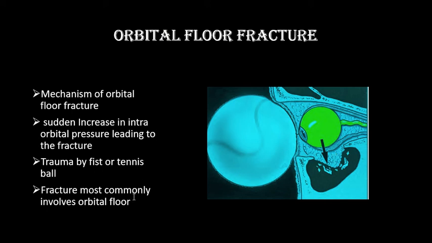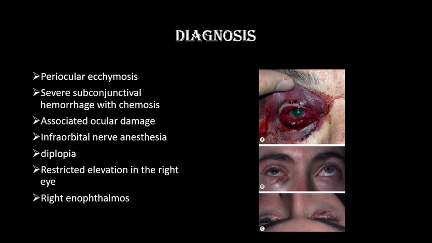As I told you earlier, it most commonly involves the orbital floor, because this consists of the thinnest portion of the thinnest bones. On examination, if you see this patient who comes to you with a history of trauma with a fist or with a tennis ball, he will have severe periocular ecchymosis, and there will be severe subconjunctival hemorrhage with chemosis.